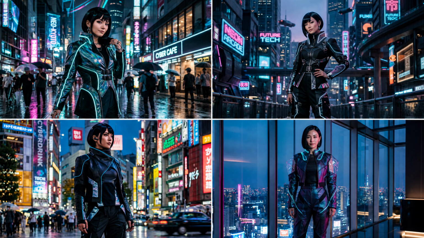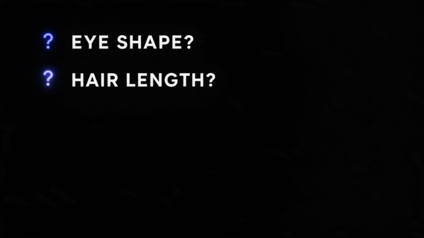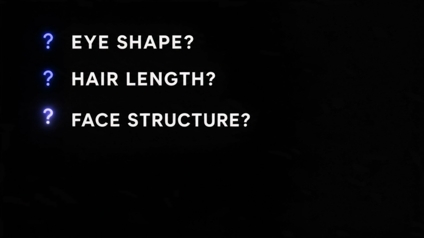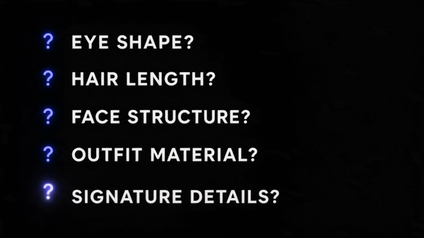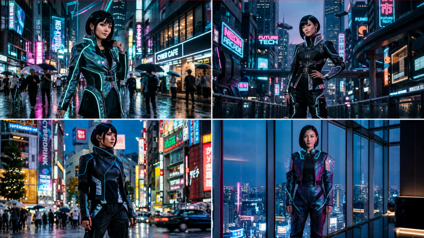For example, a stylish woman with black hair wearing a futuristic outfit. That may describe the general idea, but it does not describe one specific person. The model still has to decide what shape are her eyes, how long is her hair, what is the structure of her face, what materials are used in the outfit, what details make her recognizable, and it may answer those questions differently every time. Instead, create a fixed character description.